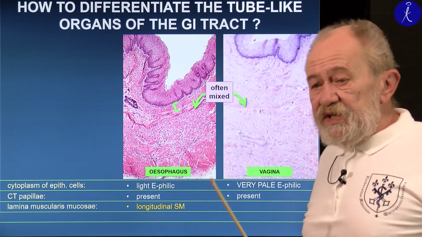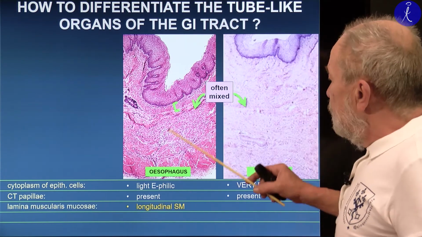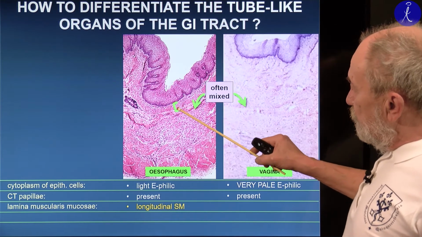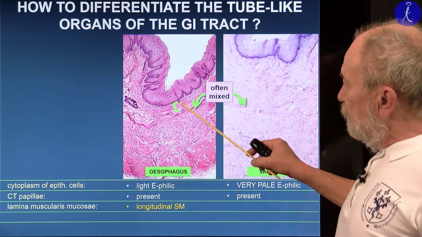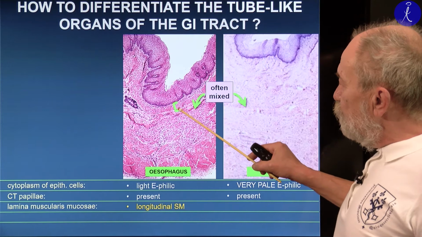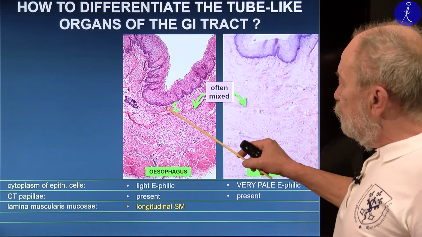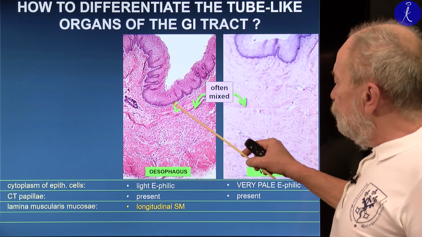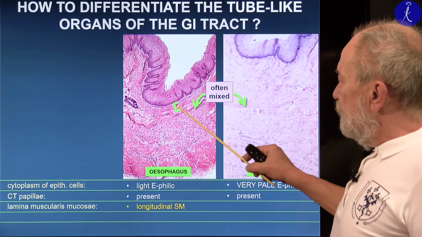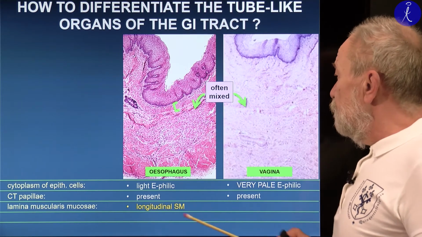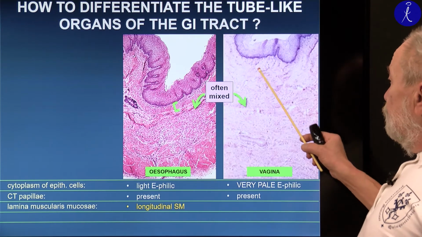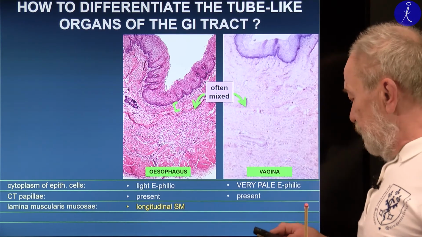Lamina muscularis mucosae, now this is the first big difference. Everyone can recognize the cross-section of a quite developed thick layer of smooth muscles deep to the lamina propria mucosae. So this one is the lamina muscularis mucosae in the esophagus, and this is completely missing from the vagina.